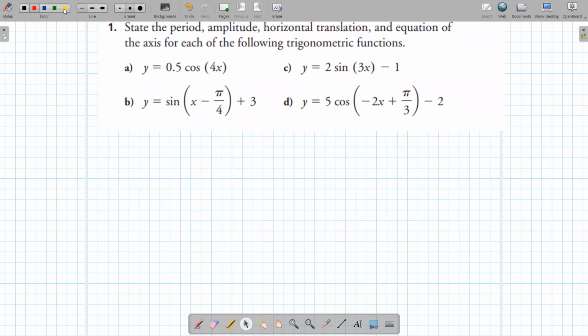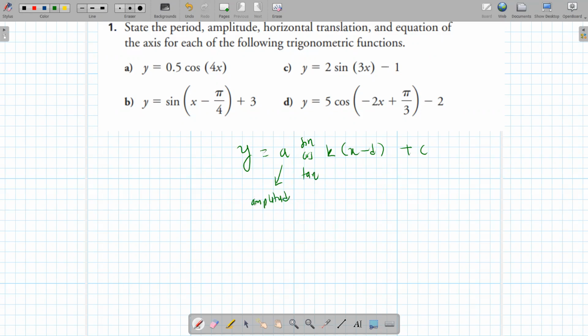You're gonna have to memorize this. Don't care about anything else for this transformation stuff, you want to memorize this. Any trig function, it doesn't matter, it could be sine, cos, or tan, has this form: a times the function of k(x minus d) plus c. A is the amplitude.